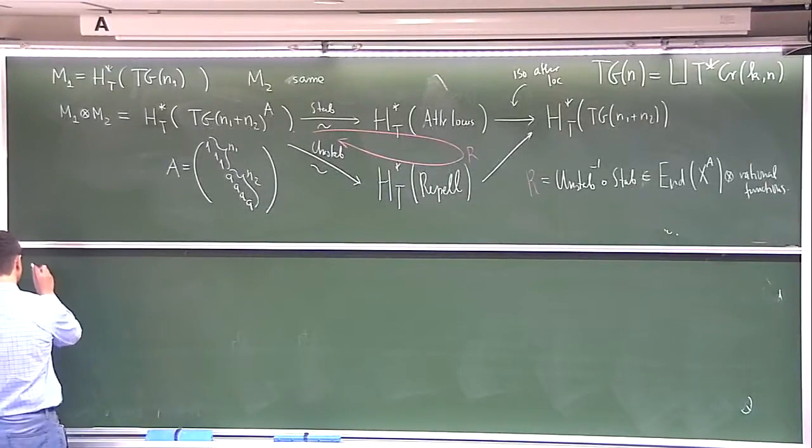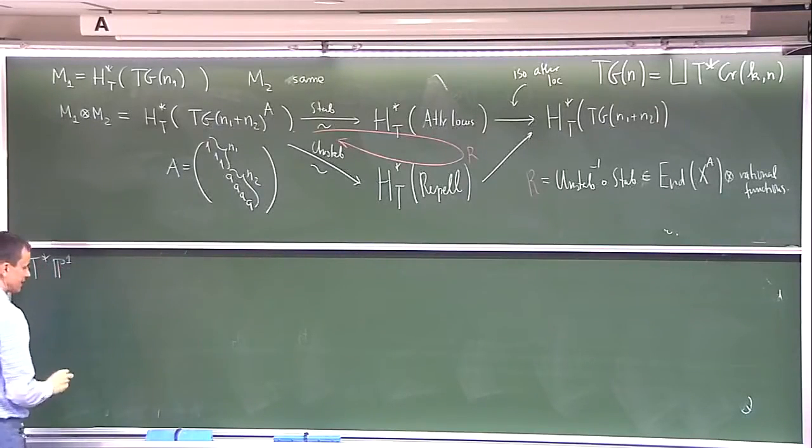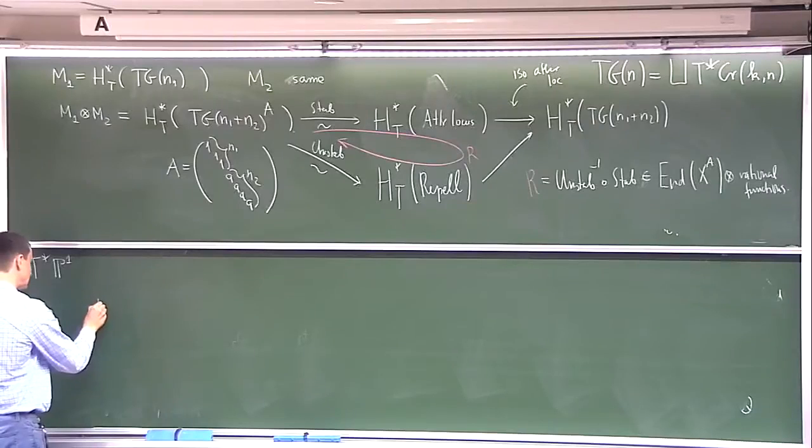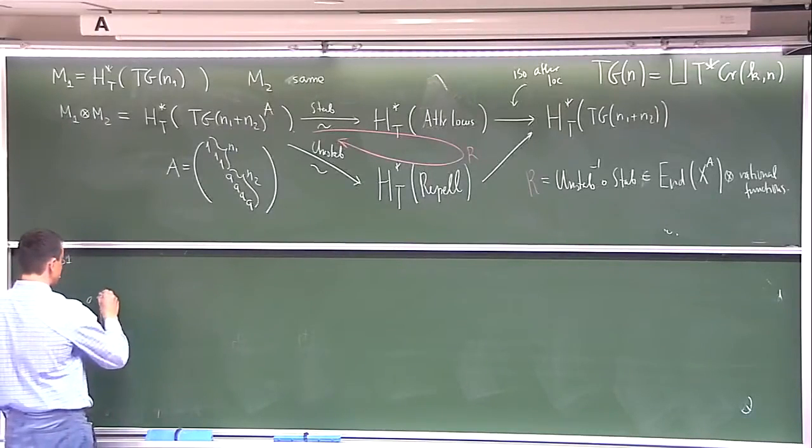So what is it if I take T star P1? And what does this look like? So this looks like my picture of T star P1, and there's P1 itself. Maybe this point is 0, this point is infinity, and then there are the cotangent fibers.